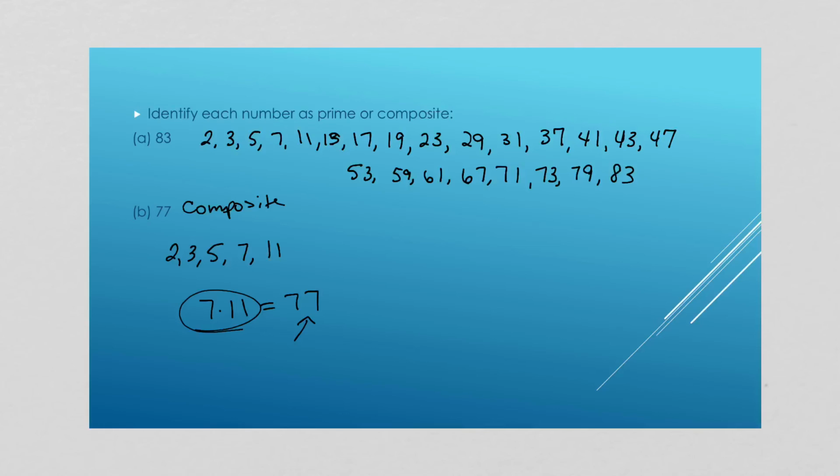Absolutely none of those goes into 83. And because none of them goes into it, with the exception of the number itself, we would call this a prime number.